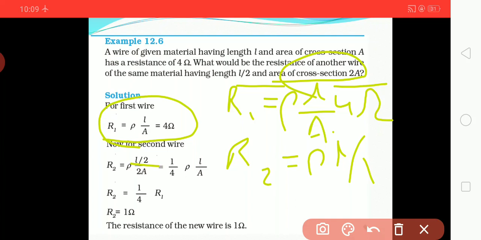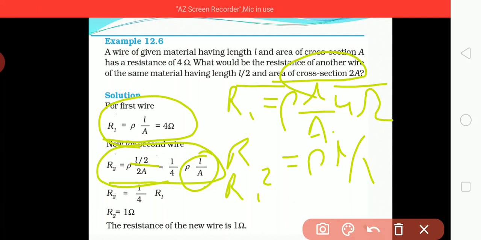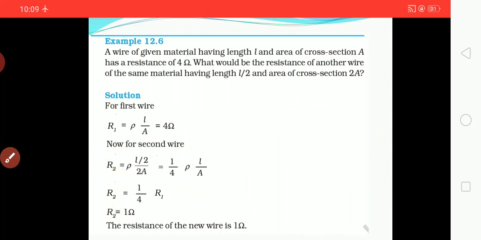Now if we substitute and simplify the given equation, then we will get 1 upon 4 R1. Why R1? Because here rho L upon A will be R1. So R2 is equal to 1 upon 4 R1. Our value of R1 is 4 ohm. So substituting that, we will get R2 is equal to 1 ohm.